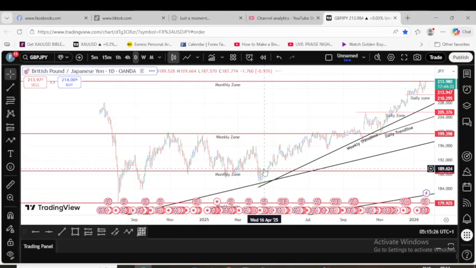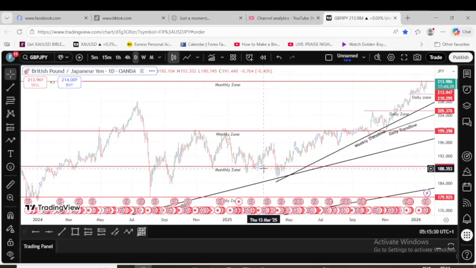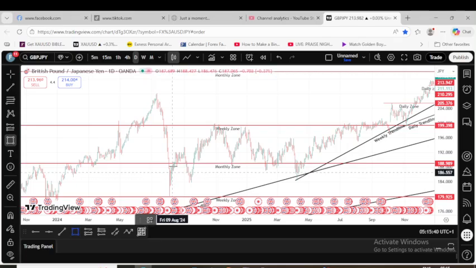Okay, so now that we've identified our daily zones, the next thing we're going to do is to identify our trend origin. Okay, so we have our trend origin here.